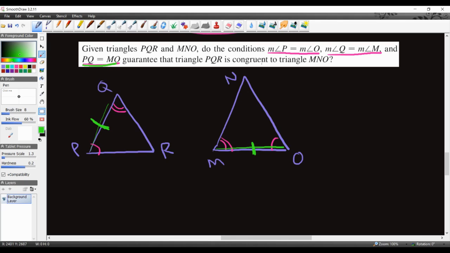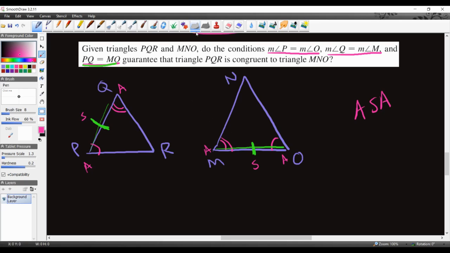Does this guarantee that the triangles are congruent? Well, let's see. It looks like we have angle, angle, so those match. Then we have a side, then we have a side, and then we have an angle here and an angle here. So I'm seeing angle, side, angle.